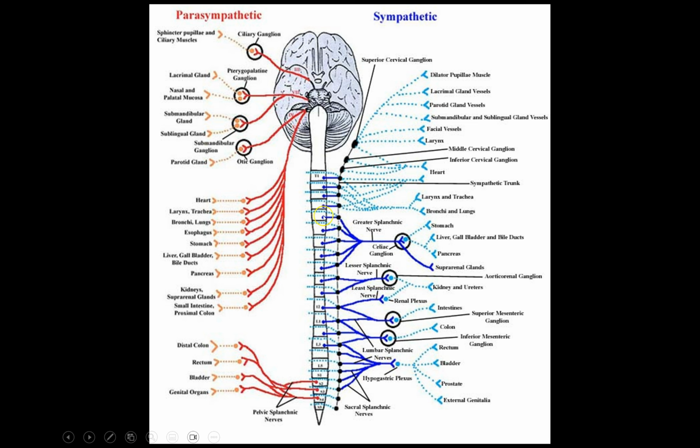However, we have exceptions where the preganglionic fibers join distant sympathetic ganglia, which are the celiac ganglion, superior mesenteric, inferior mesenteric ganglion, the celiac, aortorenal, superior mesenteric, inferior mesenteric ganglion. So this is the exception.